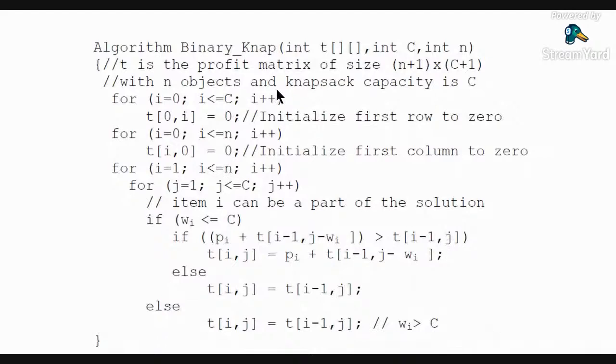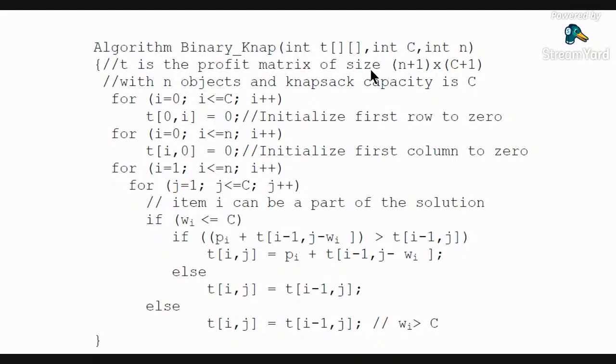Now see the binary knapsack problem. Here we are taking three arguments. This is T that we are computing, T of ij, and the dimension of this T will be n cross C, or more specifically, n plus 1 cross C plus 1. C is the capacity of the knapsack, and N is the total number of objects in consideration. So T is the profit matrix of size N plus 1 cross C plus 1.